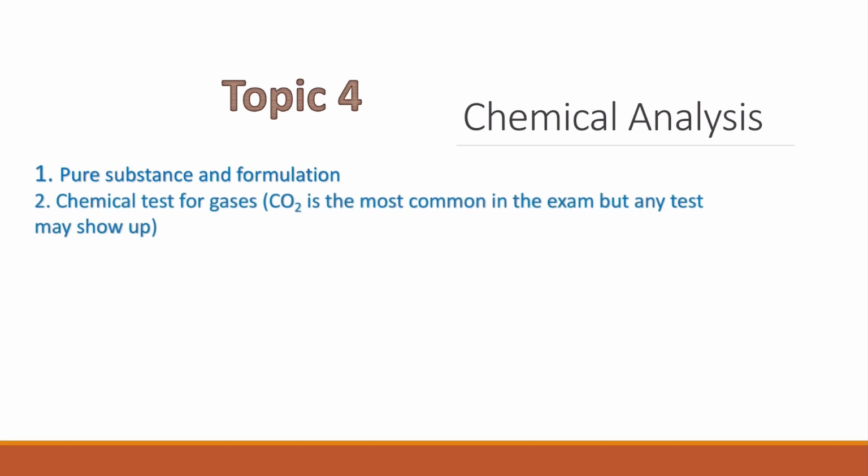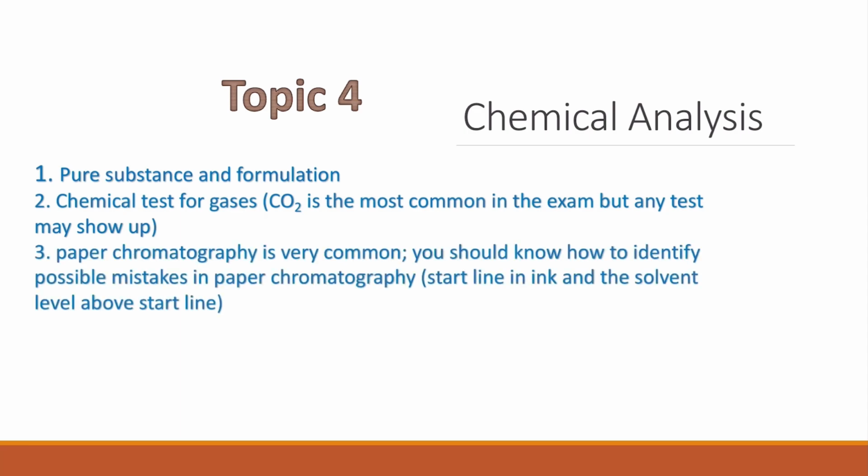You should know the chemical tests for gases: hydrogen, oxygen, chlorine, and carbon dioxide. Carbon dioxide is probably the most common in your exam, but any of these four tests could show up in the exam as well. Paper chromatography is very common in the exam. You should know how to identify possible mistakes in paper chromatography. The most common one is drawing the start line in ink instead of using a pencil, and the solvent level being above the start line.